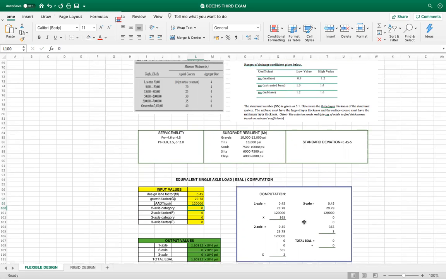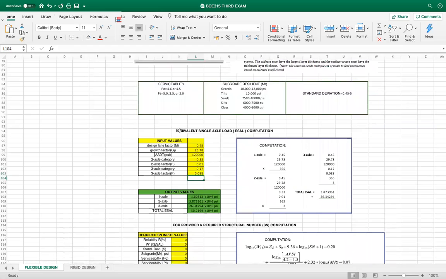Next is the 2-axle category, 0.33. The 2-axle factor F is 0.01. And the 3-axle category is 0.17. The 3-axle factor F is 0.088. So done. This is for the ESAL, guys.